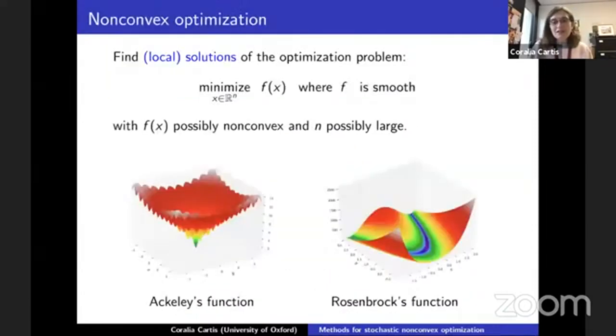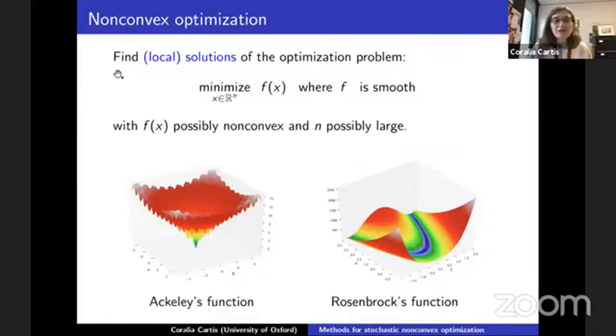In the beginning of this talk, I will give a generic introduction to non-convex optimization, what the methods are that we use, what their key points are, and what they can and cannot achieve. And then I will go more towards stochastic problems.